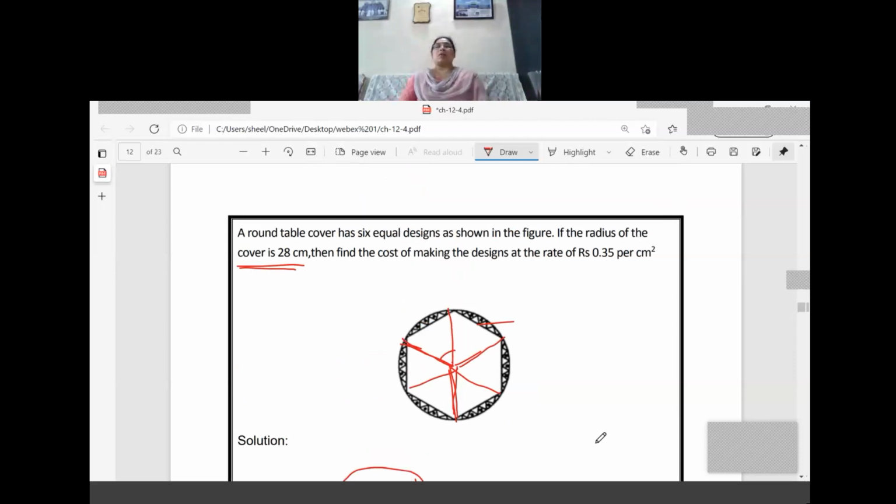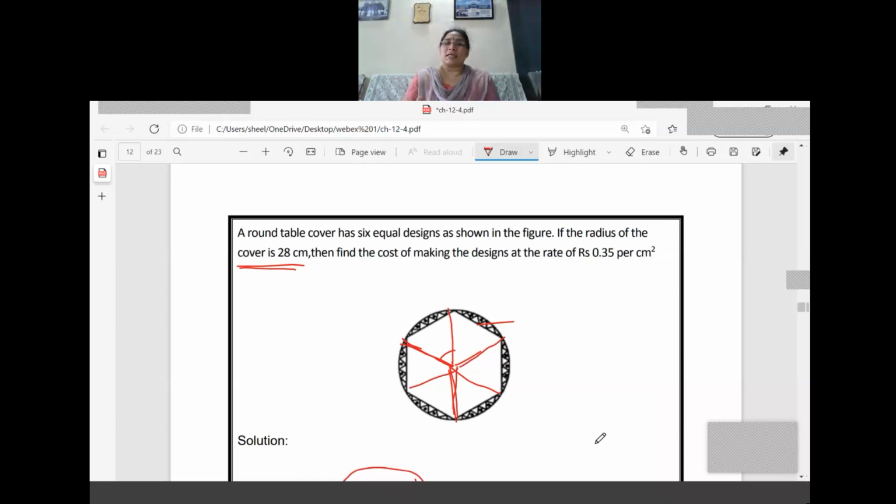Once again I'll go through the question. What is the question? A round table cover has six equal designs as shown in the figure. The radius of the cover equal to 28 centimeter. Then find the cost of making the designs. When you go for the designs, you can see the corner part, the round part, the end circumference part, you can see that some design is there, but no central angle is given.